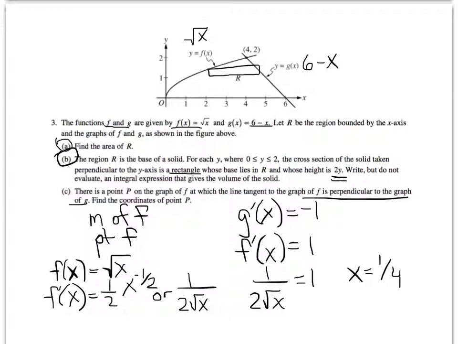Now I need the point, so if x is 1/4, then what is y? Well, the square root of 1/4 is 1/2. Okay, so we just had to find the coordinates of P, so that would be the coordinates of P. And that is question 3.